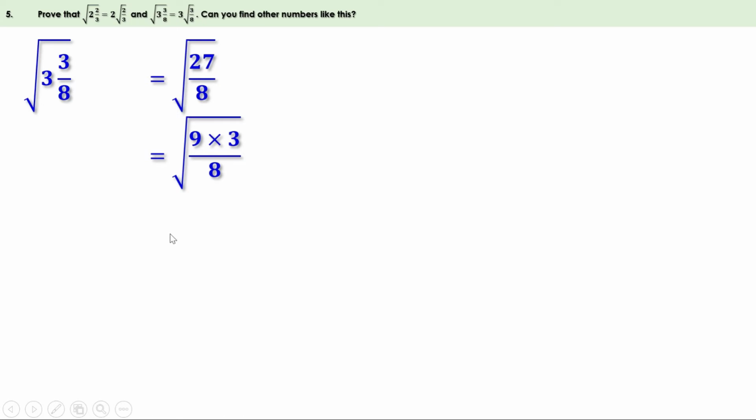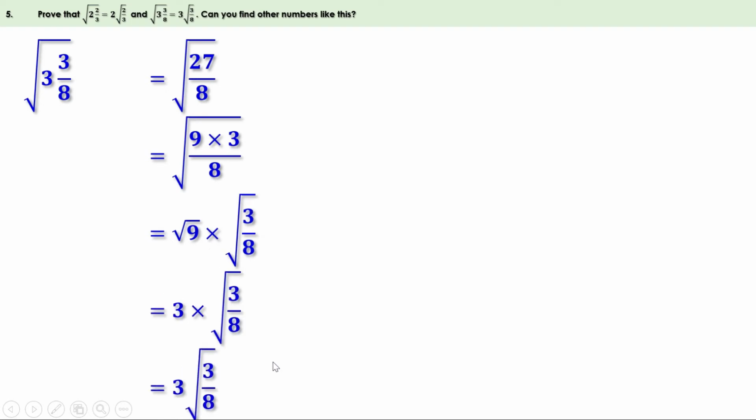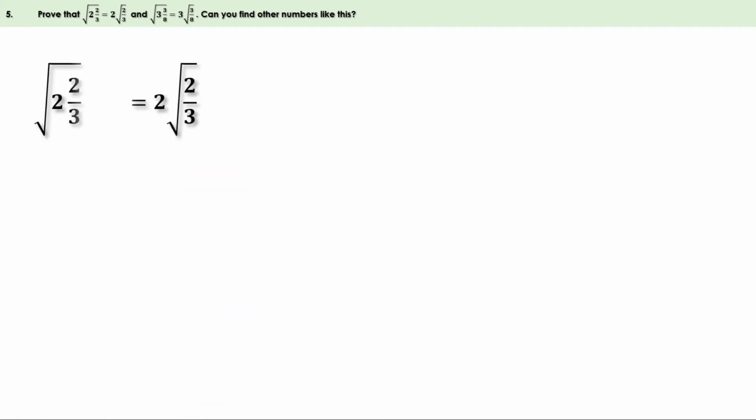This can be written as √9 into √(3/8). But √9 is 3. Therefore, this can be written as 3 into √(3/8), and that is equal to 3√(3/8). We have seen that √(2 2/3) is equal to 2√(2/3) and √(3 3/8) equals 3√(3/8).